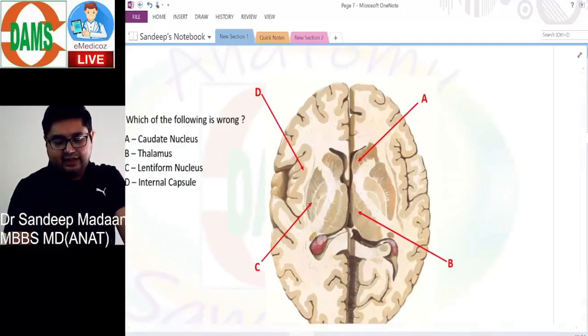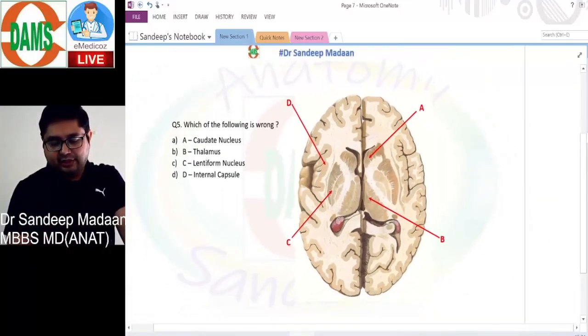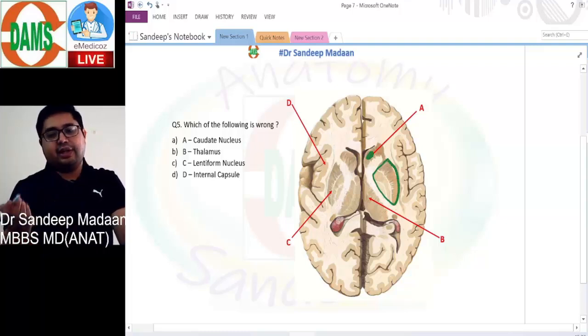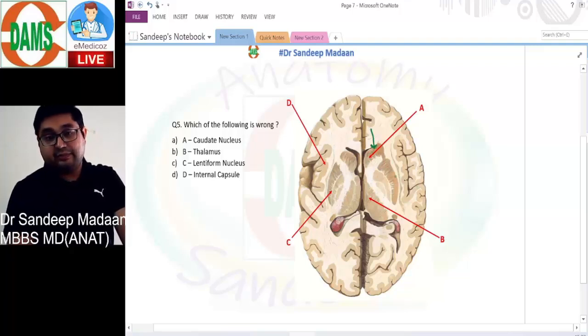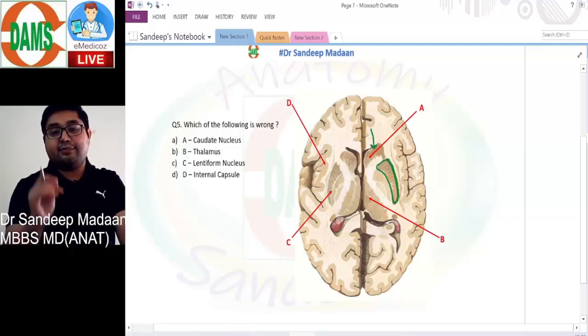So what is A? A is nothing but the caudate nucleus. This is caudate nucleus, right? And this here is the lentiform nucleus because it gives the appearance of a lens. Now we know that this caudate nucleus and the outer part of the lentiform, this outer part of the lentiform that is a little darker, is called the putamen.